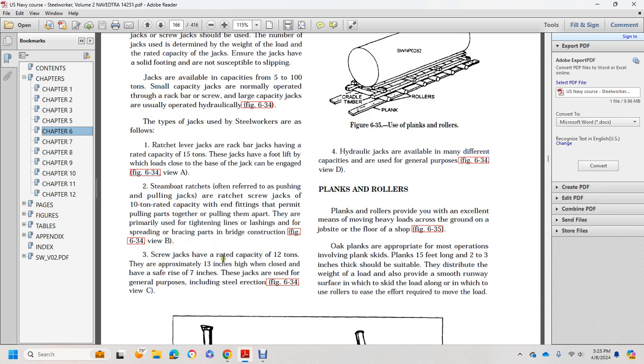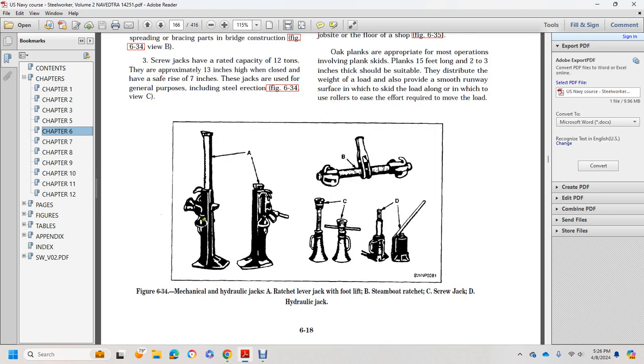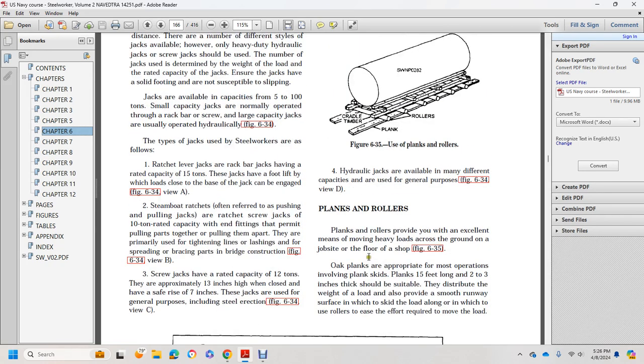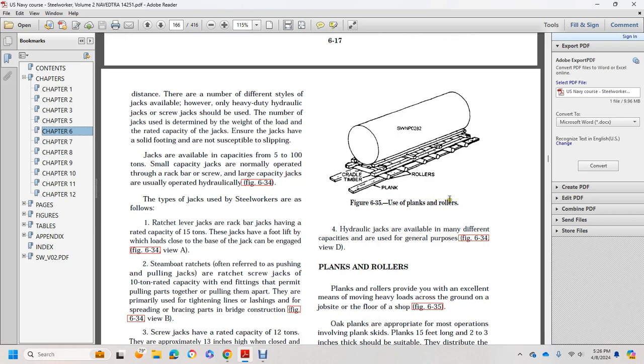Screw jacks are rated at 12-ton capacity, approximately 13 inches high closed, and the rise is 7 inches. The jacks are used for general purposes, including steel erection. Figure 634, View C. Hydraulic jacks are available in many different capacities and used in general. 634, View D. 634, A is the ratchet lever jack, B is a steamboat ratchet, C is a screw jack, and D is a hydraulic jack.